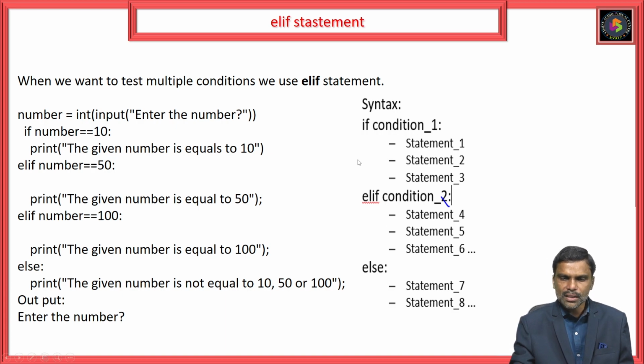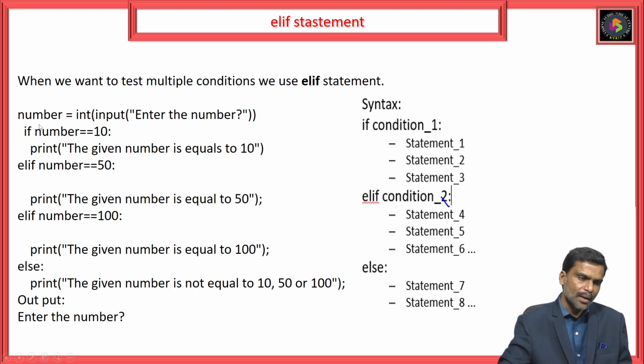Here you can see the syntax. If condition 1, then the respective statement will execute. Elif condition 2, that means one more condition, and the respective block of statements will execute. Here, statements 4, 5, 6 in this example. If all these are failed, all these are false, then we can go for the else statement. We will be executing statements 7 and 8. More than one condition we are checking. If all the conditions are failed, then the next one, that is the else block, will be executed.